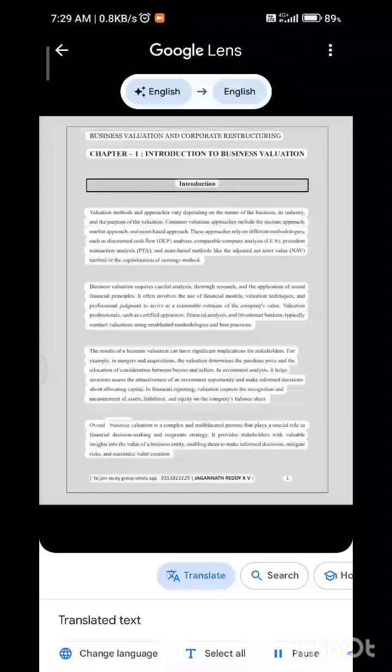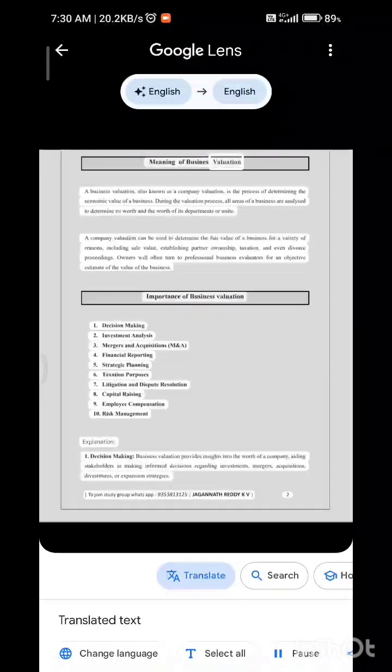Overall, business valuation is a complex and multifaceted process that plays a crucial role in financial decision-making and corporate strategy. It provides stakeholders with valuable insights into the value of a business entity, enabling them to make informed decisions, mitigate risks, and maximize value creation.